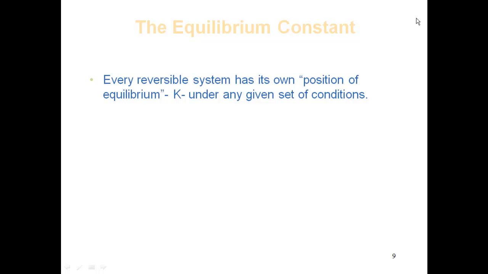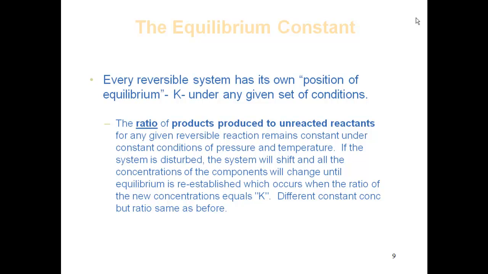Every reversible system has its own position of equilibrium under any set of conditions. The ratio of products produced to unreacted reactants for any given reversible reaction remains constant under constant conditions of pressure and temperature. So if I'm at constant pressure and temperature, I'm at equilibrium, and that reaction will continue to exchange. Reactants will form products, products will form reactants, and the concentrations of all the species remain some constant value.